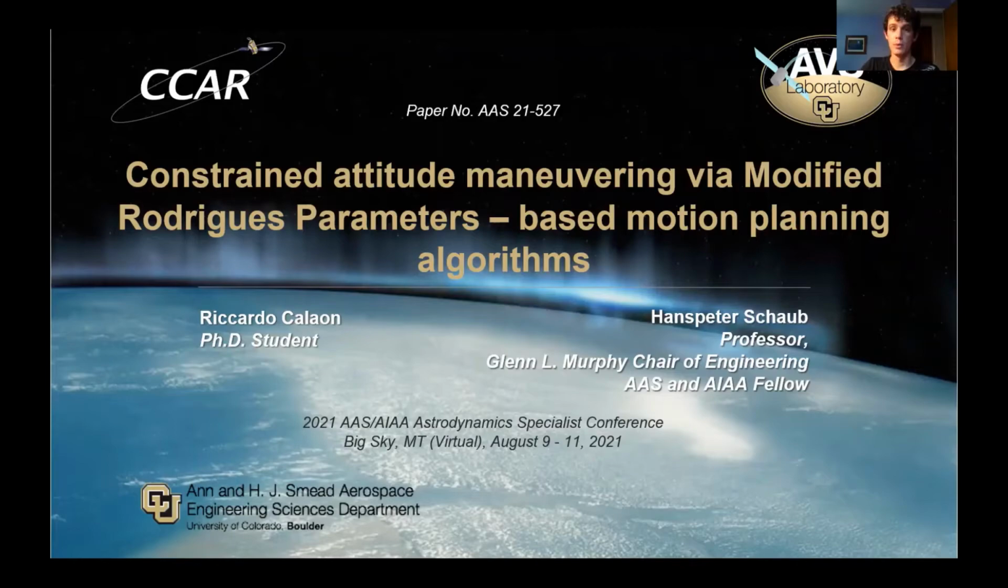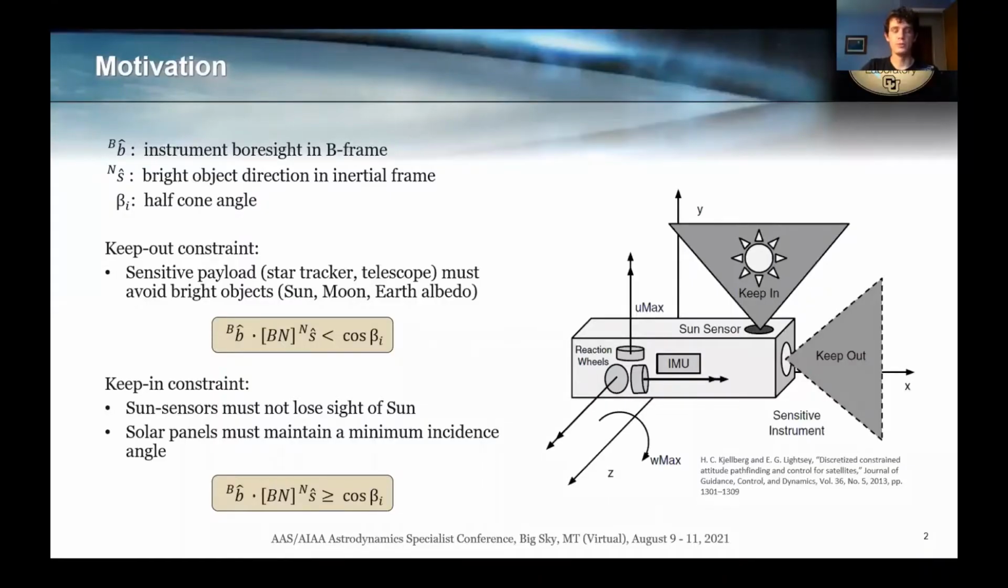Today I'm going to be talking to you about constrained attitude maneuvering using modified Rodrigues parameters-based motion planning algorithms. With constrained attitude maneuvering, we're talking about the problem of reorienting a spacecraft that also has positional constraints, and such constraints can consist in a sensitive payload that must avoid bright objects such as the sun and the moon. And these are classified as keep-out constraints.